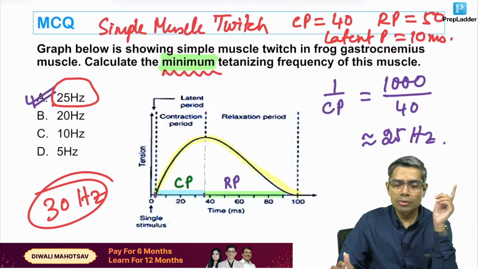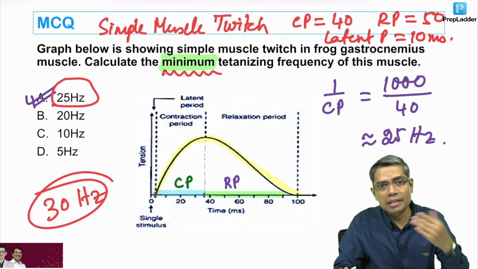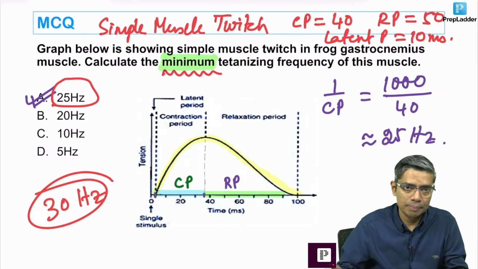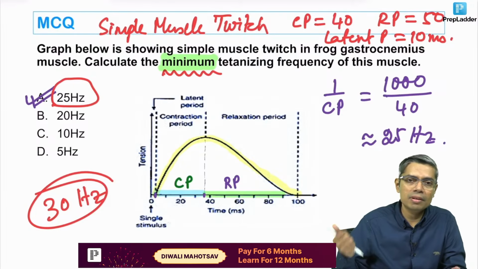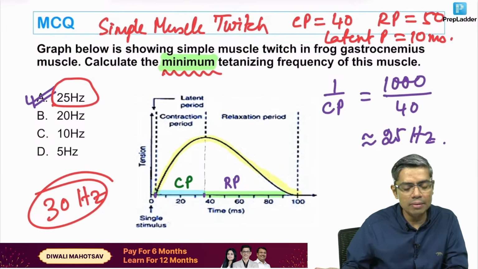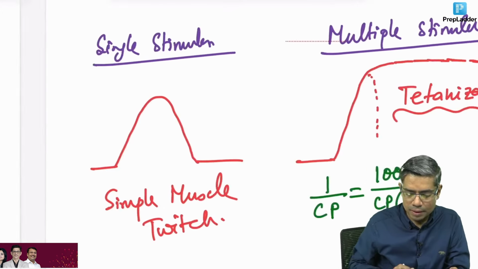I told you multiple times, don't confuse this tetanus with pathological tetanus. Pathological tetanus is the same phenomenon, but the pathology is there. The tetanus toxin is doing something, that's why the persistent contraction is happening. But physiologically, voluntary contraction is also a kind of tetanizing frequency stimulation to the lower motor neuron. Okay? Okay. Let's go. Next question.